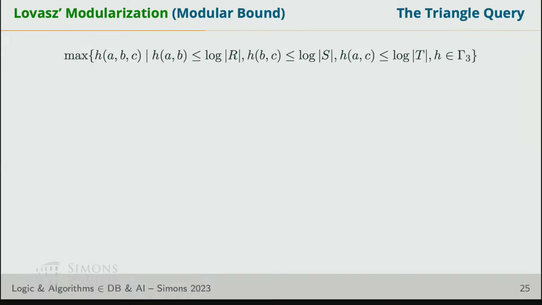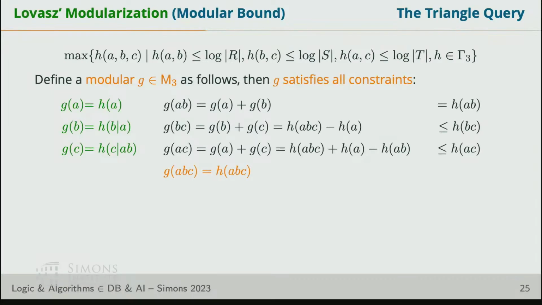And h is in Γ3, which is a set of entropic functions, polymatroids over three variables. This is our problem so far. That's the polymatroid bound. Lovász came up with the following idea. Suppose that we define a modular function. Remember that a modular function is a function where g of X is the sum over g of the elements in X. It's a very, very simple characterization, and it goes like this.